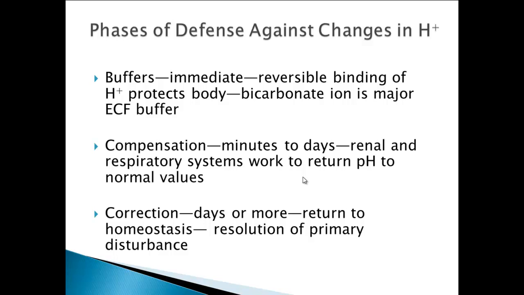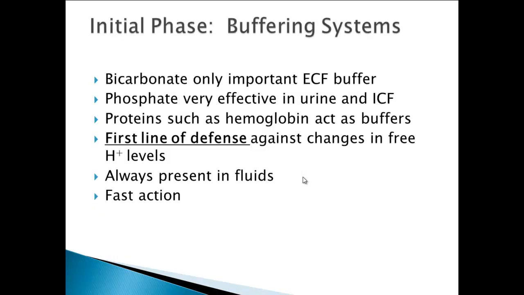Compensation is kind of the next phase, can be renal or respiratory. Either of those systems try to compensate. The respiratory is able to do it quite quickly, within minutes. Renal takes a little longer, maybe days, to return the pH to normal. And correction, the final phase, is when things are back to normal and there's a resolution of the primary disturbance or whatever caused the problem to begin with.